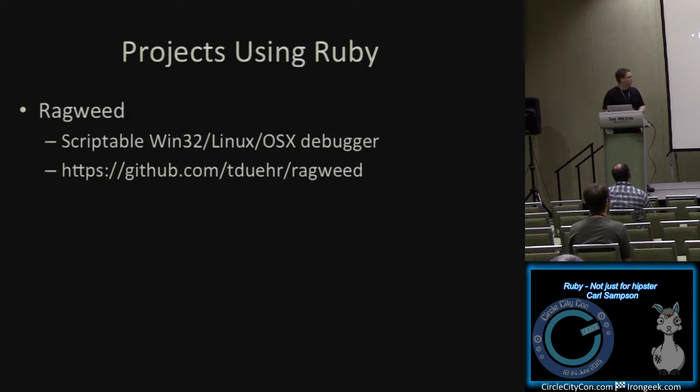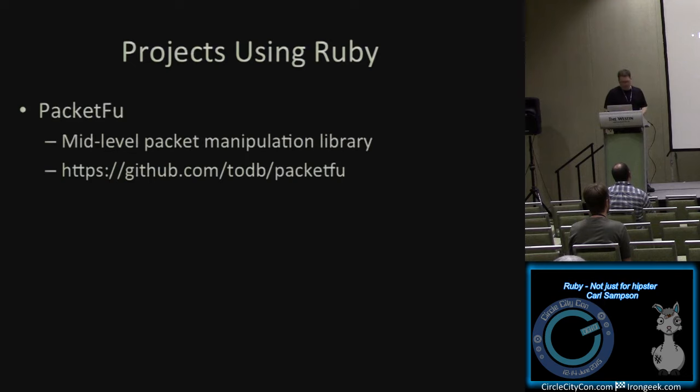Ragweed, it's a scriptable debugger that works on most major platforms. So it allows you to do really interesting things with that, to debug native applications using Ruby. PacketFu is a mid-level packet manipulation library that lets you do anything with packet manipulation, kind of like Scapy for other platforms you may have seen.